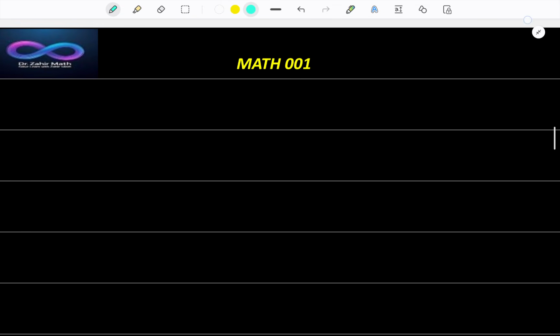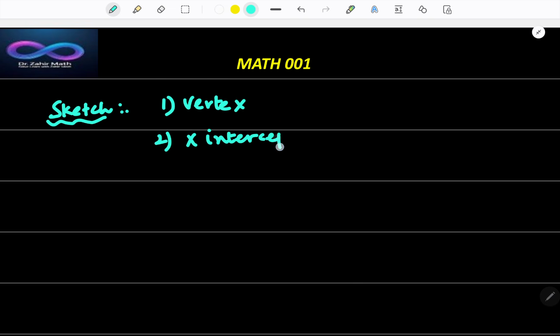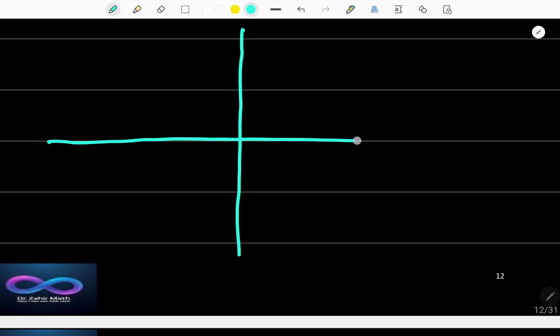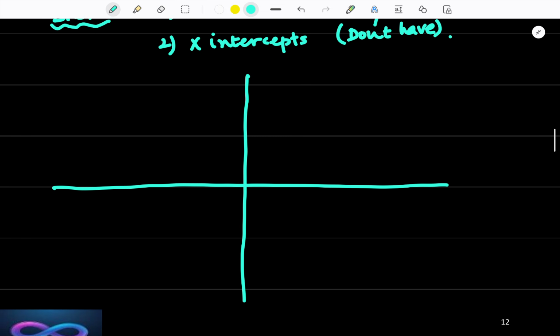The last thing is the sketch. If I do the sketch, I need the vertex and I need x-intercepts. This is what I said already. But we don't have x-intercepts, keep in your mind. So what we are going to do? We are going to do the sketch here. What is the vertex? Vertex is 0.5 comma 20. Let me call this 20. And this is your 0.5. So 0.5 comma 20.